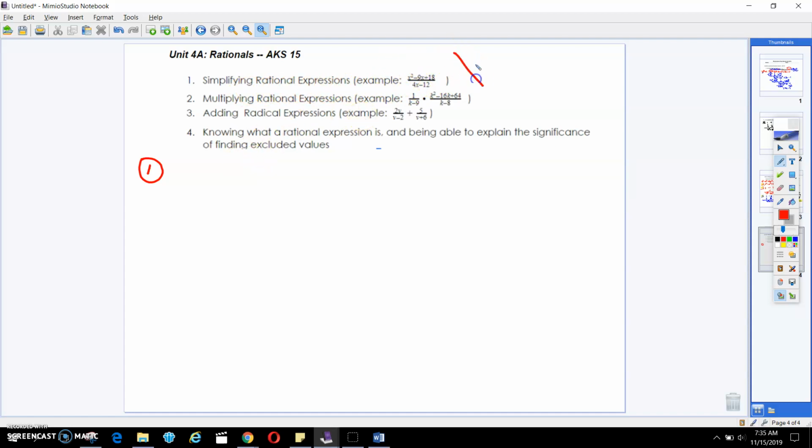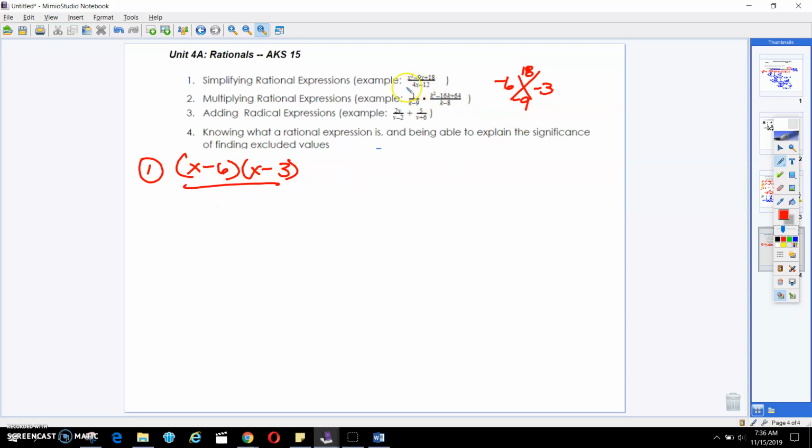If I factor this, I'm going to get a times c, which is 18, and b is -9. What 2 numbers will make that happen? -6 and -3. So this will be x minus 6 times x minus 3 up in the top.